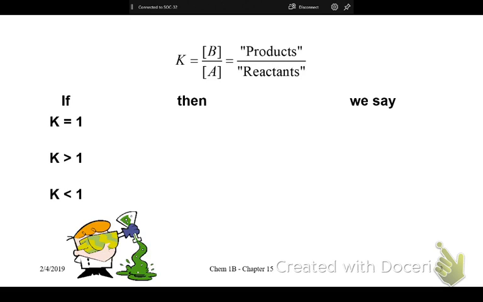Concentrations. What does it mean about their concentrations? Equal in concentration. Got to be equal, right? Yeah. Then A and B have to be equal. And we say that this reaction, if it's that way, is neither product nor reactant favored.